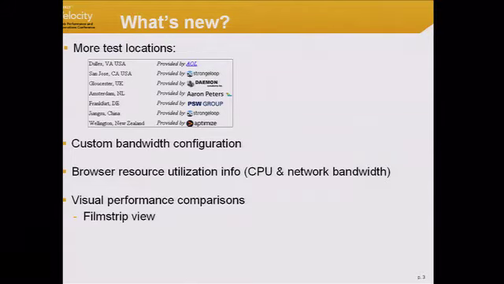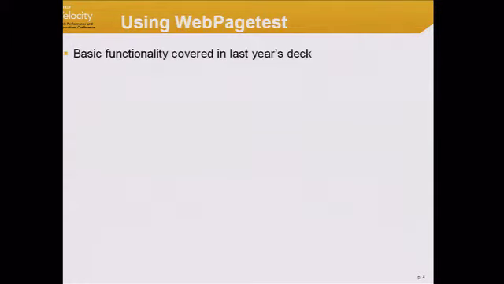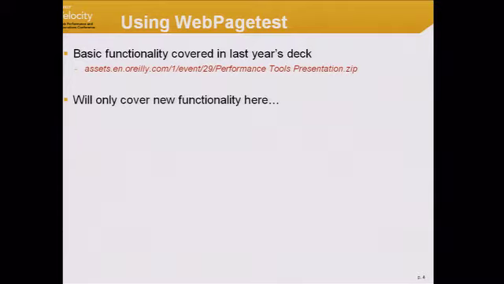It comes in two forms, a film strip view and a full motion video, and I'll demonstrate that in a little while. And lastly, the ability to export data to the HAR file format, the HTTP archive that Simon mentioned. Last year I covered a lot of the basic functionality pretty in depth, and I'm not going to repeat that here. All that information is available in last year's presentation, so this year I'm just going to focus on the new stuff.